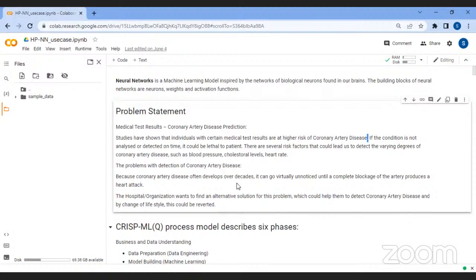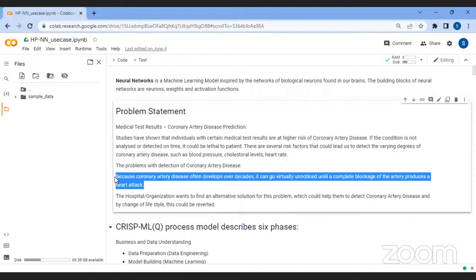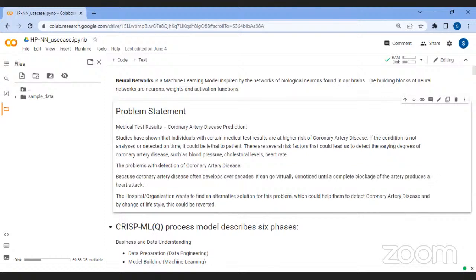The problem with detection of coronary artery disease is that it often develops over decades and can go virtually unnoticed until a complete blockage of the artery produces a heart attack. So these are the problems we have if we haven't detected the disease on time.